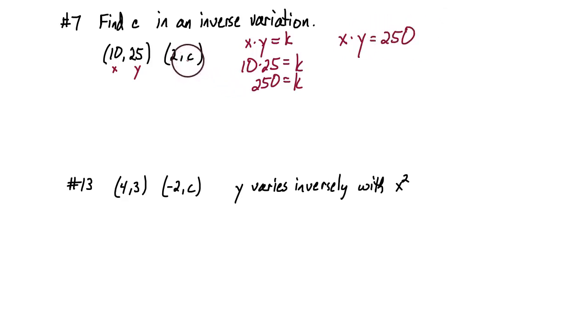So what is c when x is 2? In place of x, put 2. In place of y, put c. And that equals 250. Therefore, c is 125.